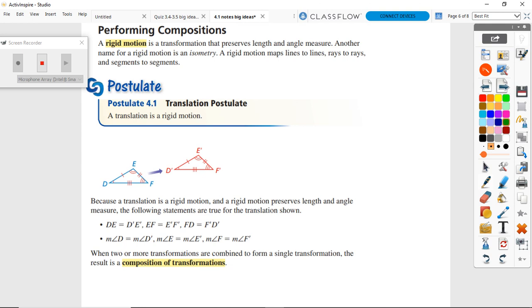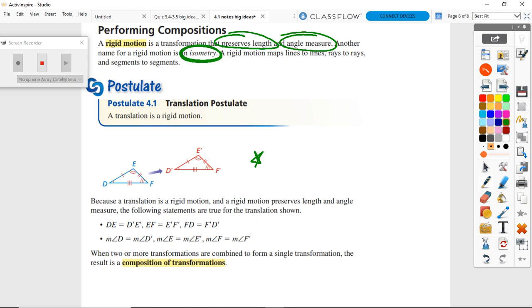A rigid motion is a transformation that preserves the length and the angle measure. All this basically says is you're not going to change the size of these things or the shape. You're just changing the location. A rigid motion is also referred to as an isometry. So when we dilate things later on, we're going to make them bigger or smaller. And that's not an isometry. But anytime you just slide, flip, or spin something, it's going to preserve its length and all the angle measures of any of the shapes that we have.